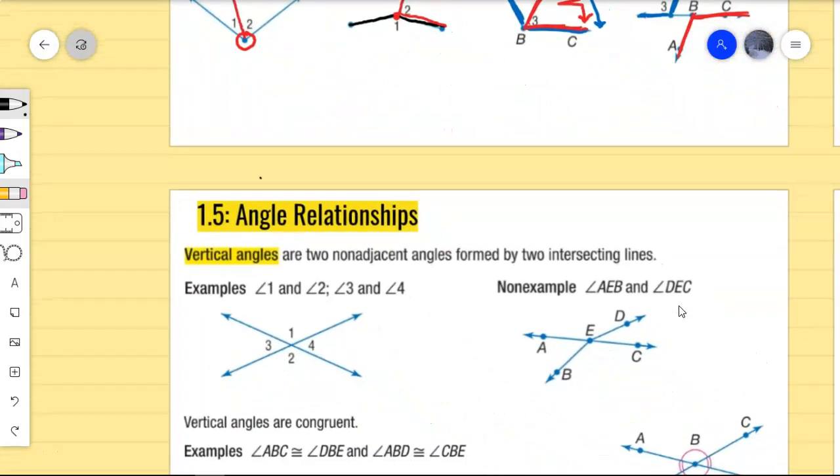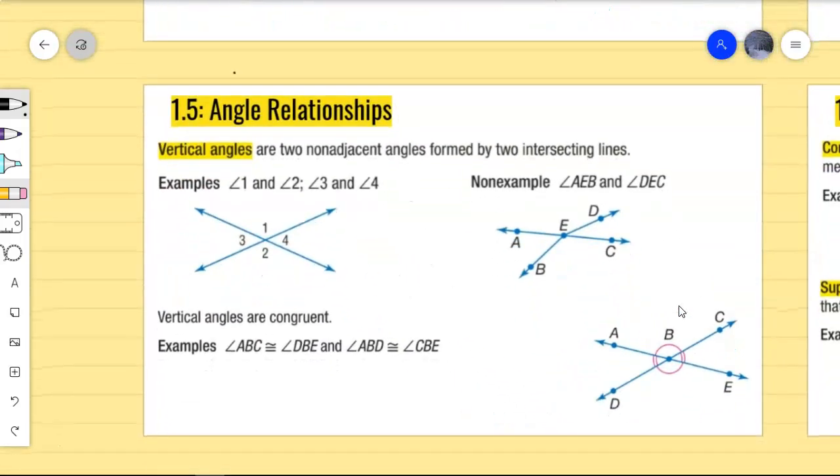Now we talk about vertical angles. Vertical angles are two non-adjacent angles. They're not next to one another. Again, let's pause. Remember what adjacent angles were? They had a common vertex, they had a common side, and they shared no common interior points. Now, vertical angles are two non-adjacent angles, and the way that they're formed is by two intersecting lines. The simplest example I can give you is to just make an X on your paper, okay?